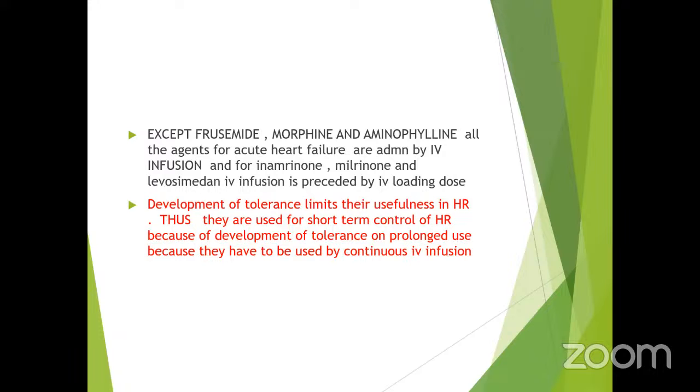Furosemide to decrease pulmonary edema, increase the renal blood flow, and hence urinary output. Morphine mainly for pulmonary edema and also pain. Aminophylline to differentiate between cardiac asthma and bronchial asthma. So in both the things, this aminophylline can be given, and it is a very good drug, but nowadays we don't use it. So all these are administered by IV infusion.